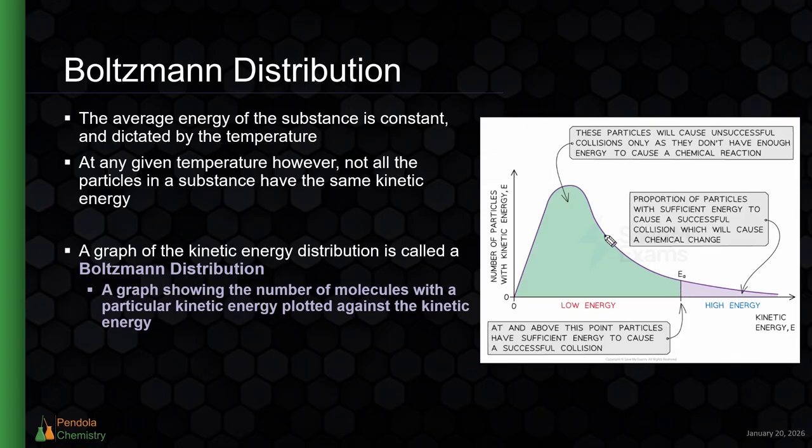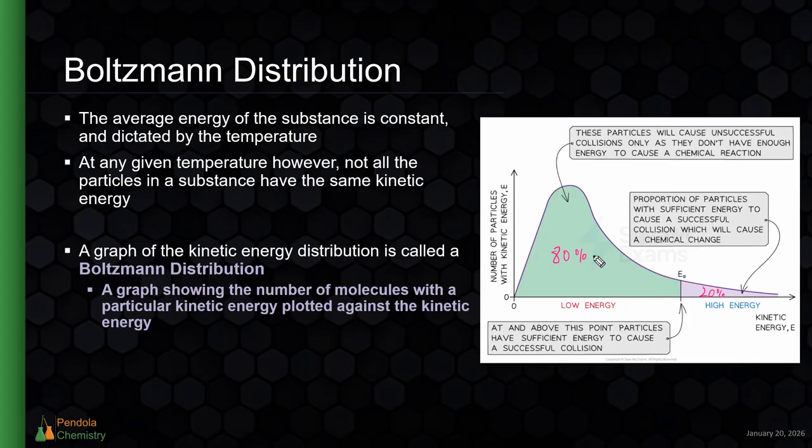So if we look at this EA, let's say 80% of the area of this graph is before this EA line, this activation energy line, and 20% of this area of the graph is after the activation energy line. What that means is that 80% of the collisions in this reaction are going to be unsuccessful, whereas 20% of the collisions are going to be successful. That's how we read this graph. We're looking at the area under the graph before and after the activation energy.